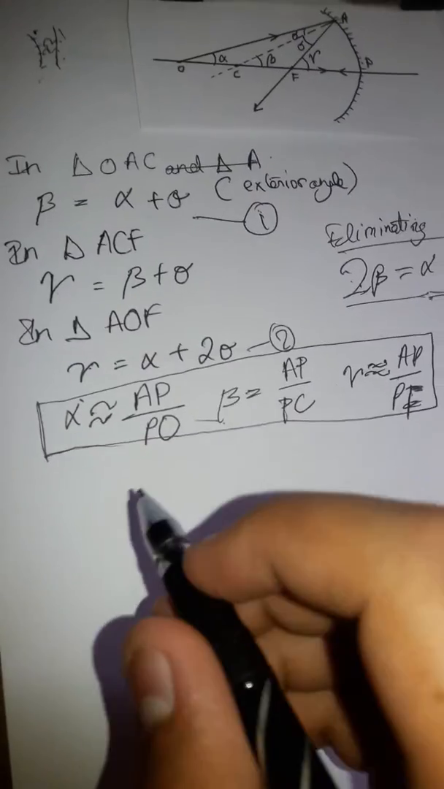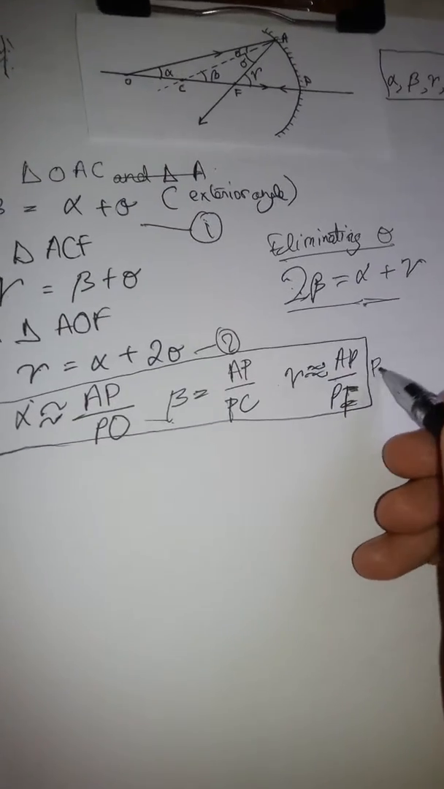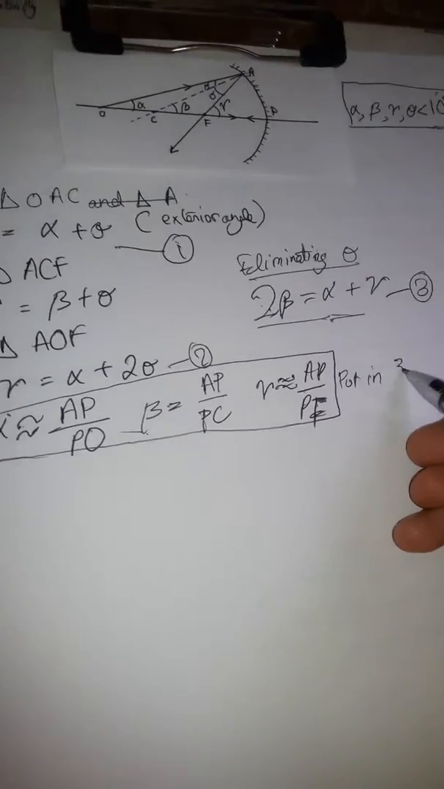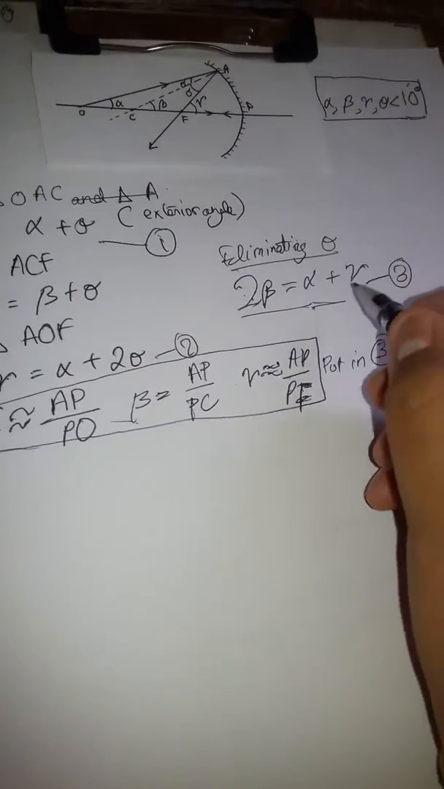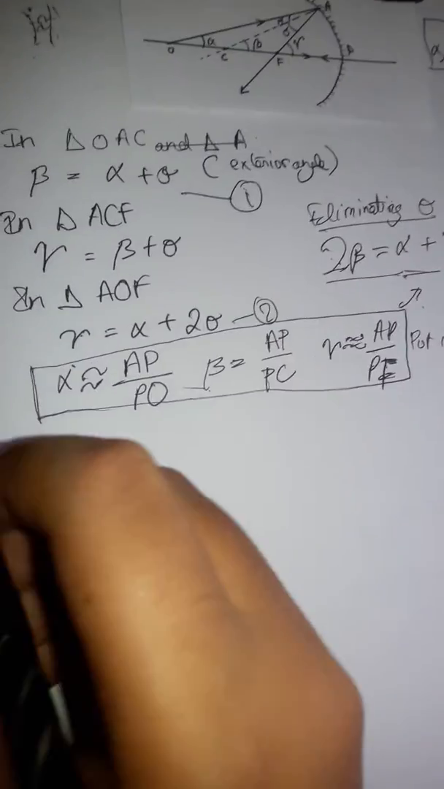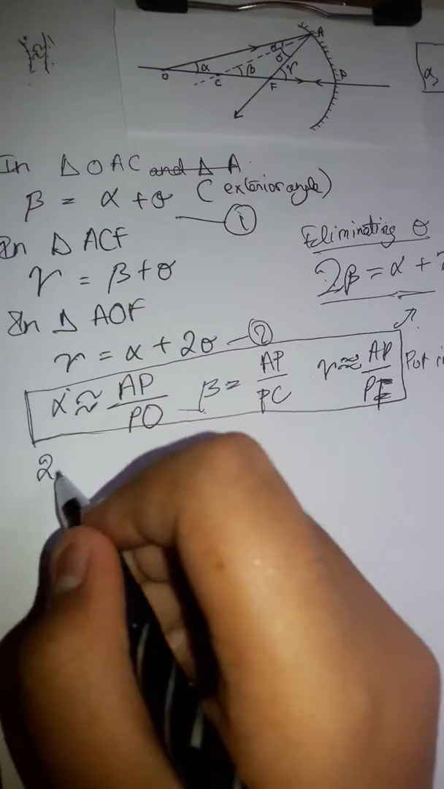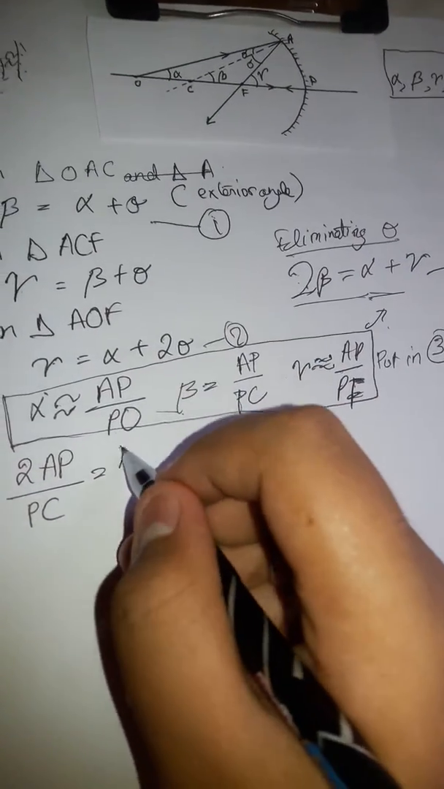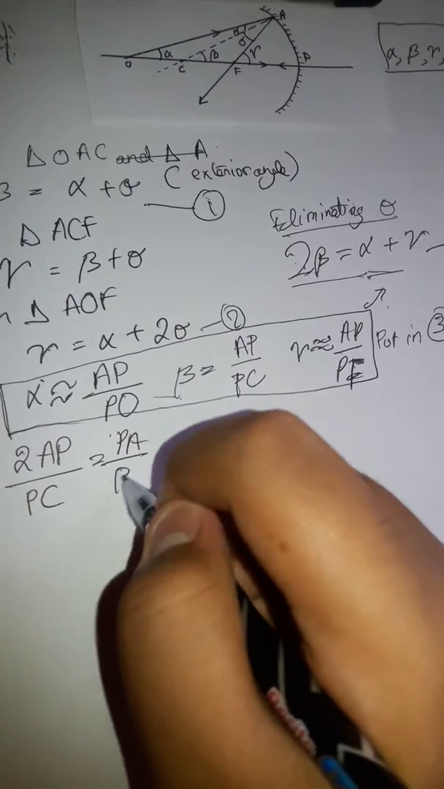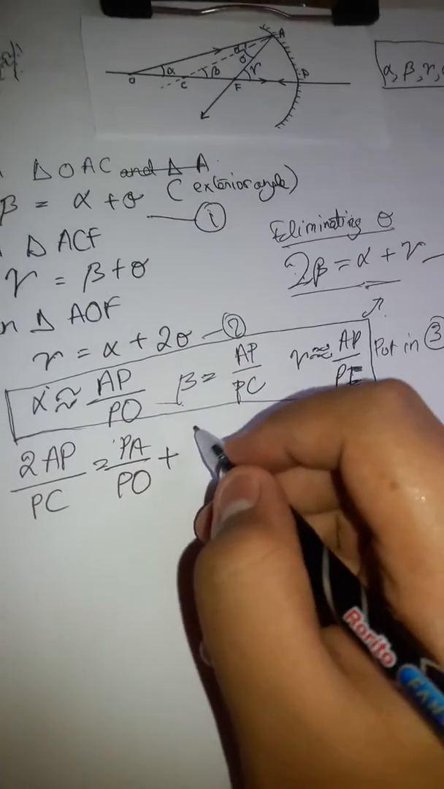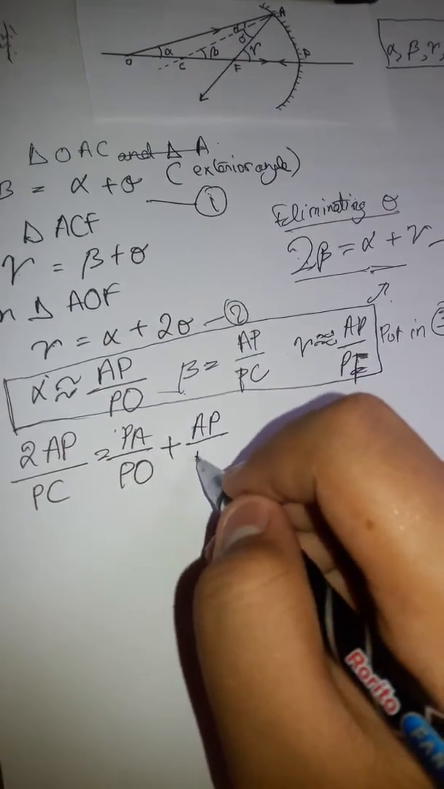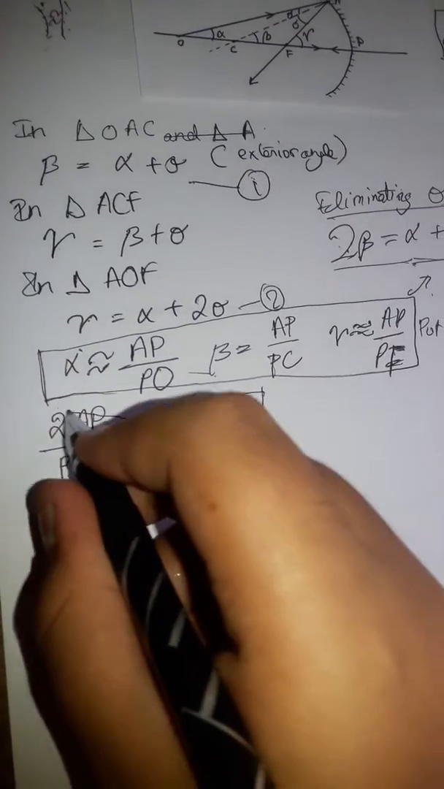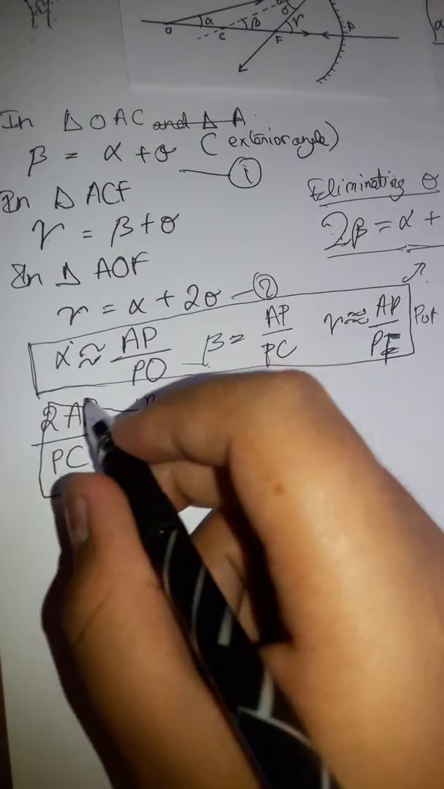So according to this, make this equation 3, and put this into this. How would it look? Look: 2 AP by PC equals AP by PO plus AP by PF. So this is what we have got at this point.